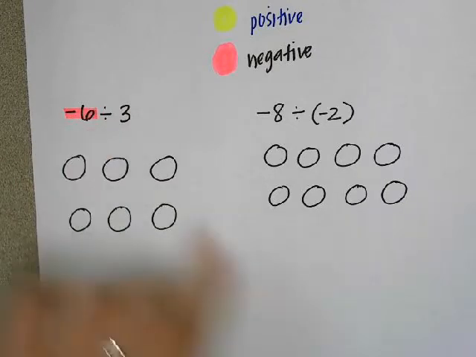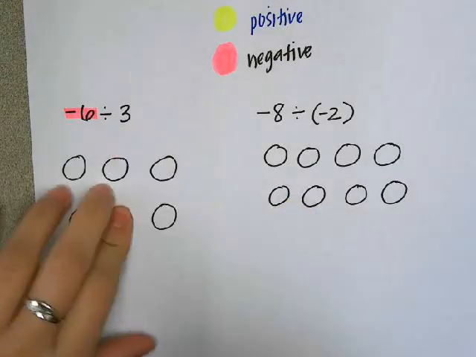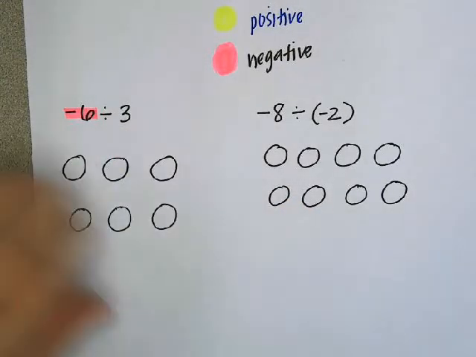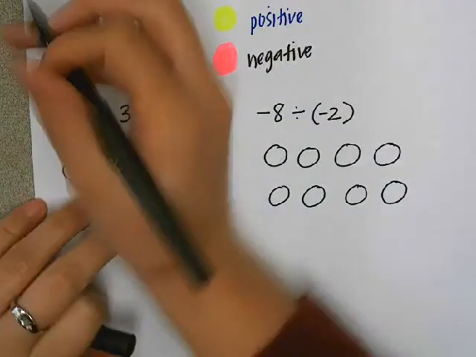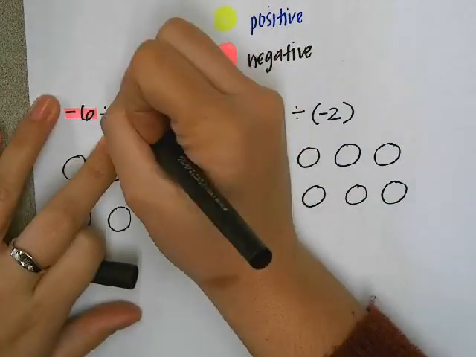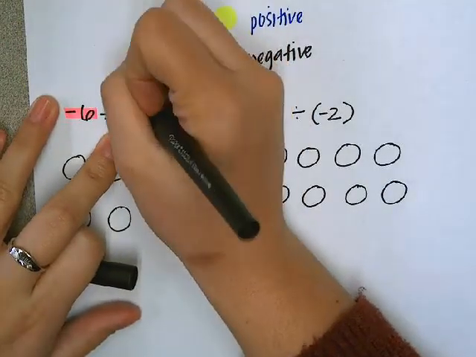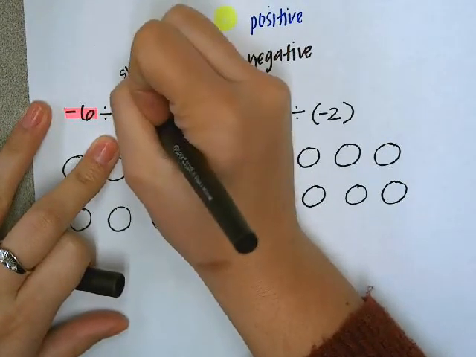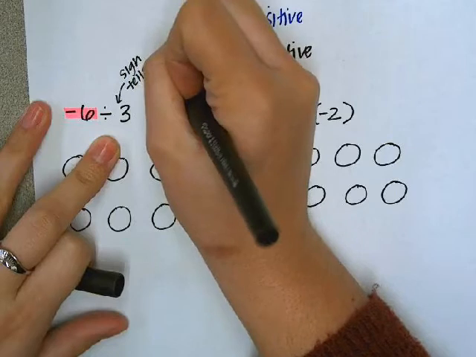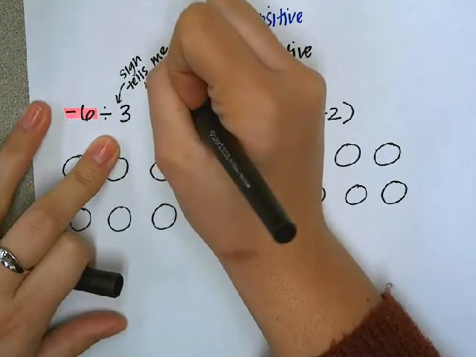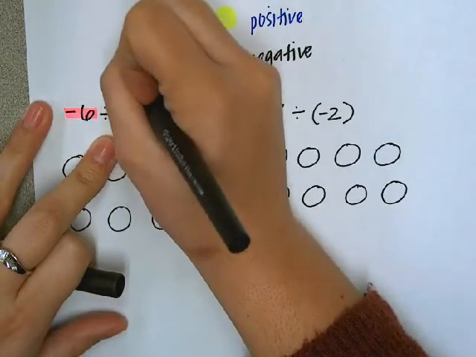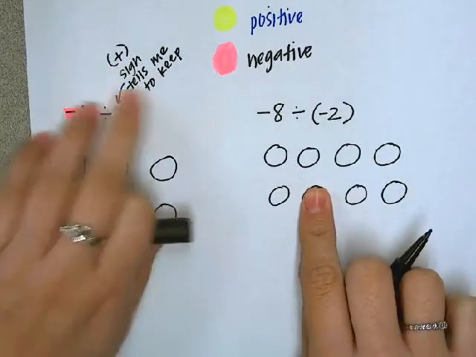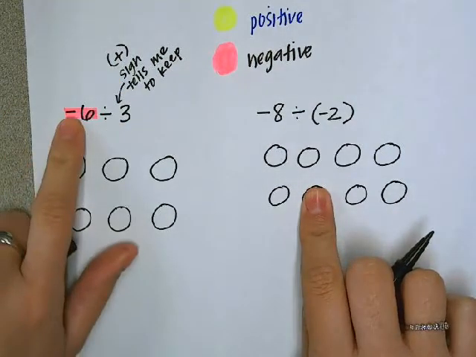So remember that the negative means the opposite. I'm going to write right here: this sign tells me to keep it because it's positive. I'm going to put: positive sign tells me to keep this color the same.